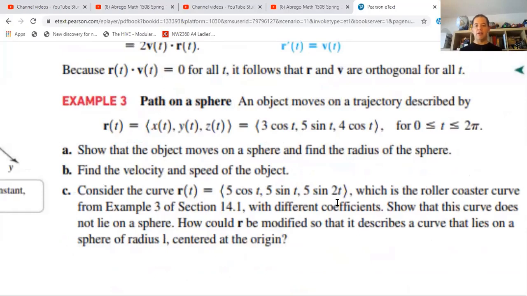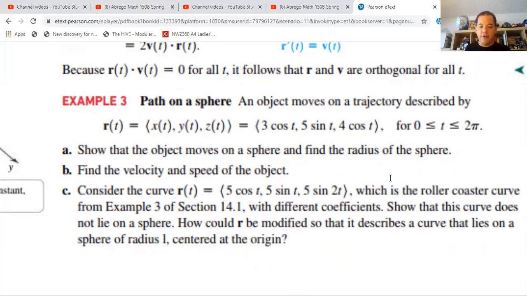It says an object moves on a trajectory described by x, y, z is 3 cosine t, 5 sine t, 4 cosine t, where t ranges between 0 and 2 pi. It says, show that the object moves on a sphere and find the radius of the sphere. Find the velocity and speed of the object. And then part C is a different one.